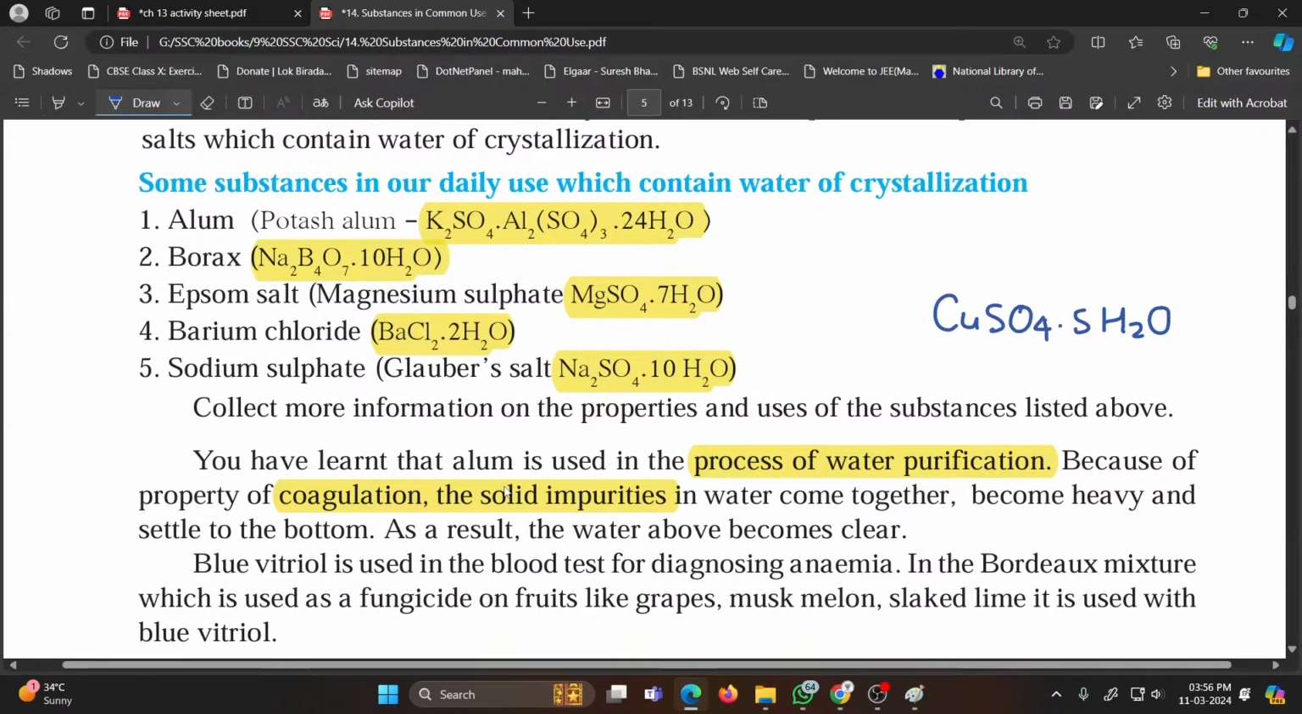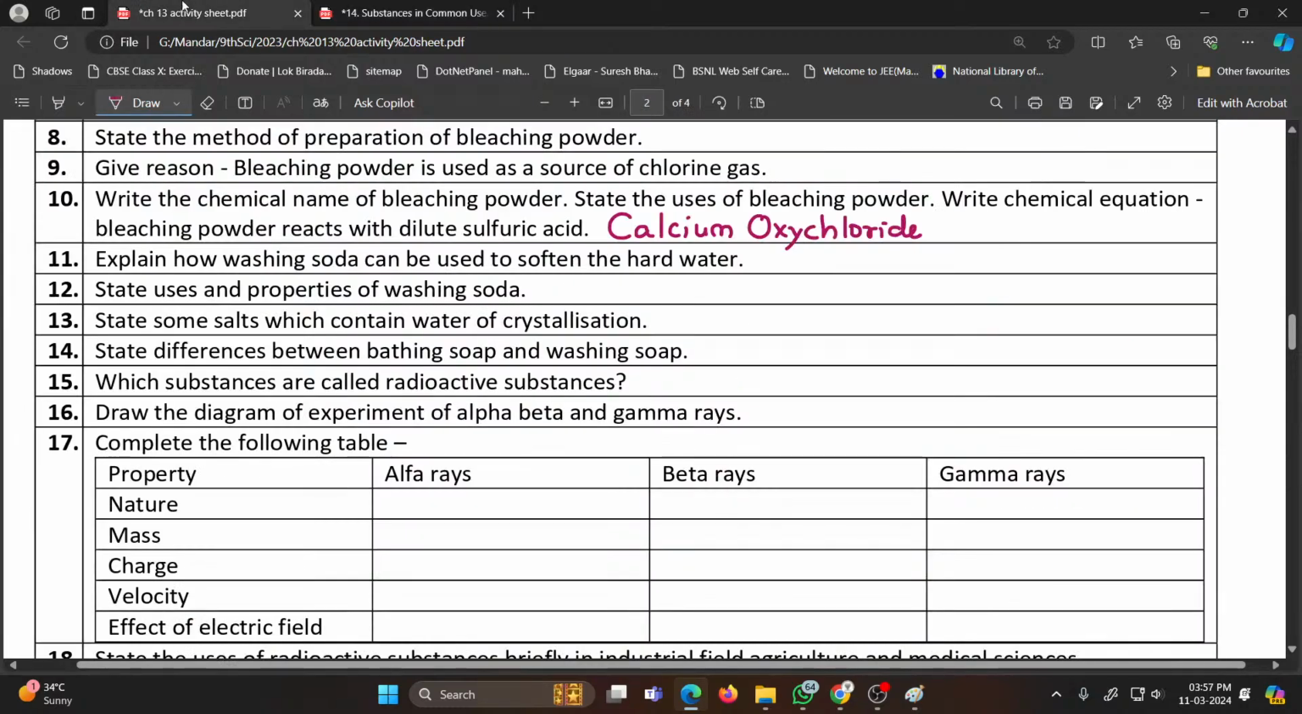Then this blue vitriol is used in the blood test for diagnosing anemia. In the Bordeaux mixture, which is used as a fungicide on fruits like grapes and muskmelons, lime is used with blue vitriol. So blue vitriol is applied for diagnosing anemia and as a fungicide on grapes and muskmelon.